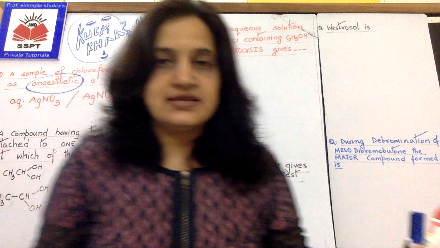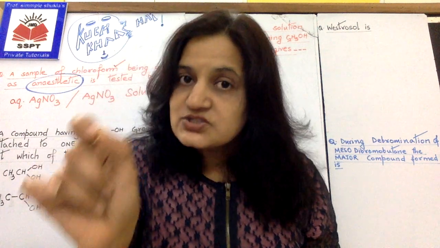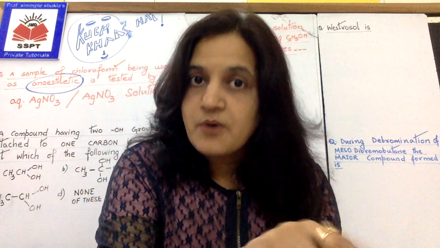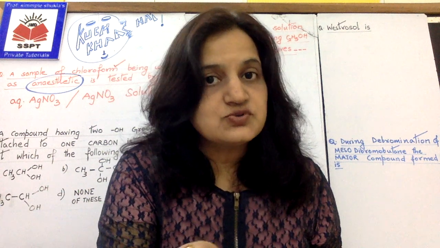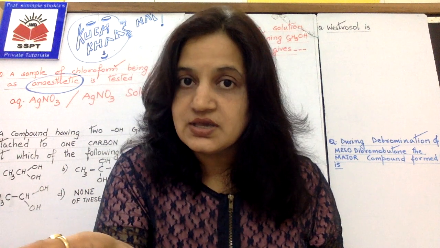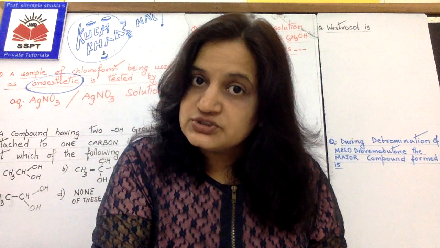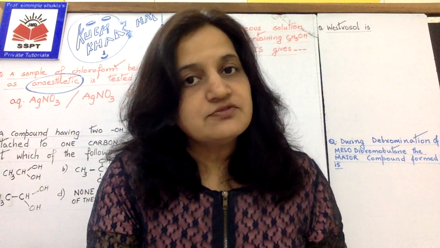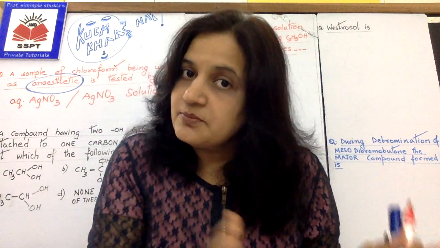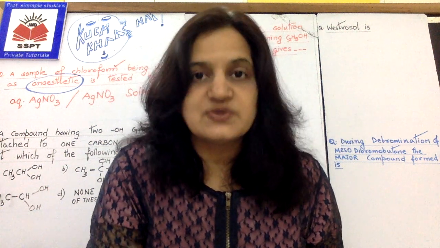So to summarize, presence of phosgene gas in chloroform can be detected by making use of aqueous AgNO3. The presence of phosgene is indicated due to the formation of the precipitate AgCl when such an impure chloroform is treated with aqueous AgNO3.